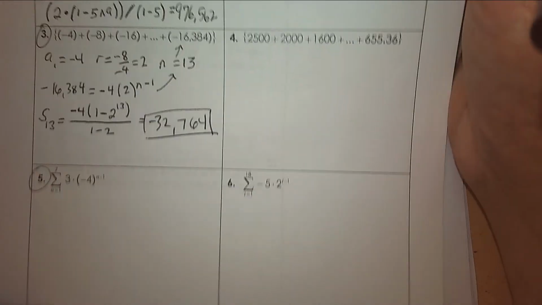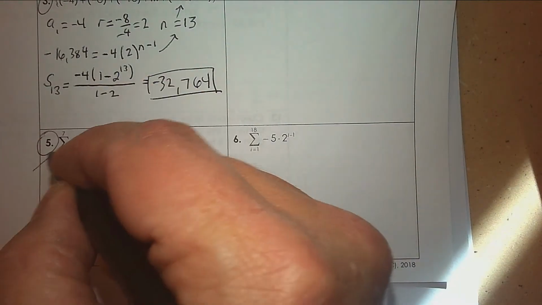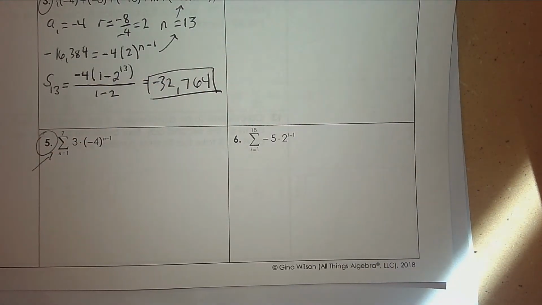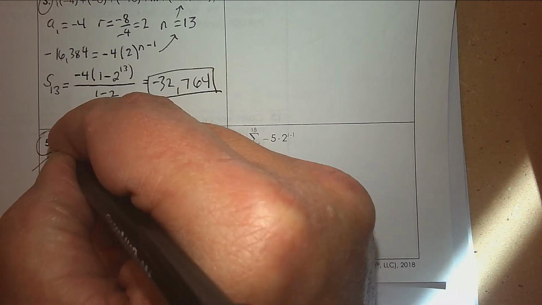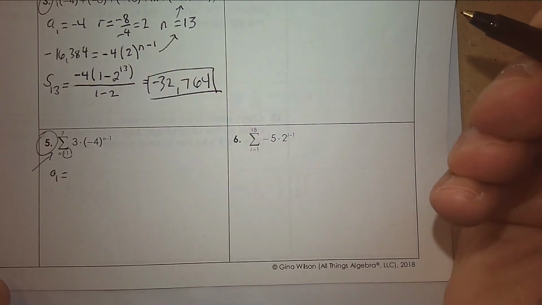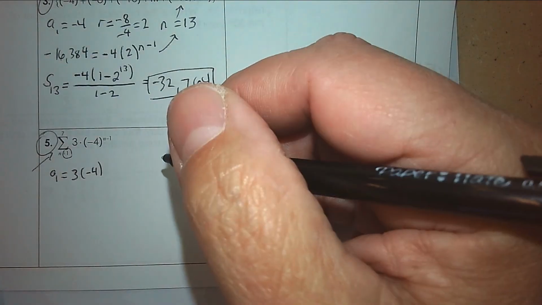5. Hey, do you remember what this notation means? The Greek letter is sigma. It's a sum notation, right? I want to know what the first term is. What number do I plug in from the bottom to find it? So let's do that. What number are you plugging in from the bottom? 1. A1.